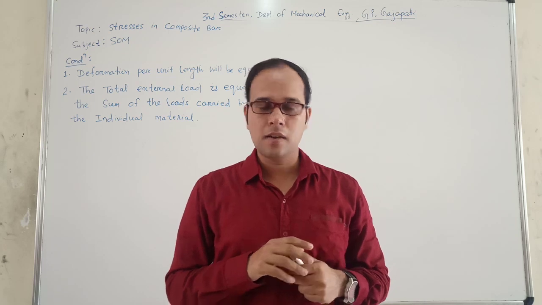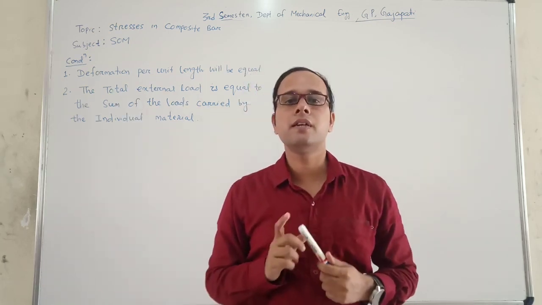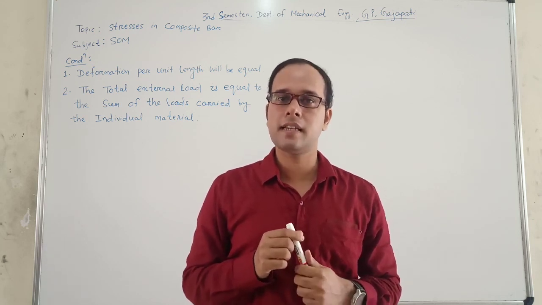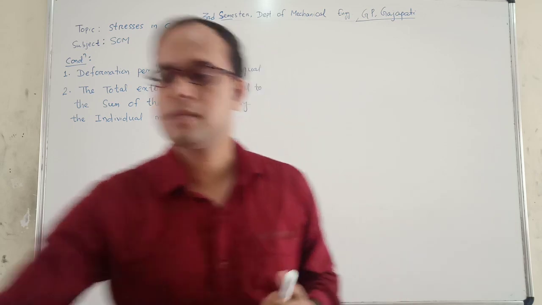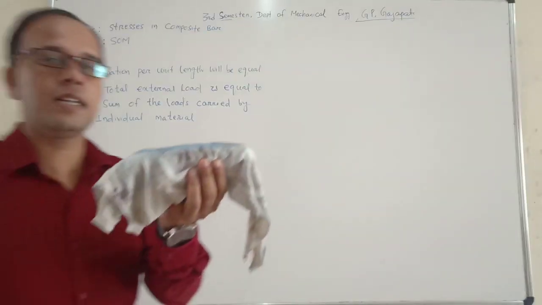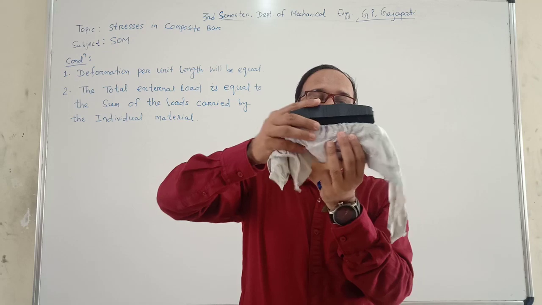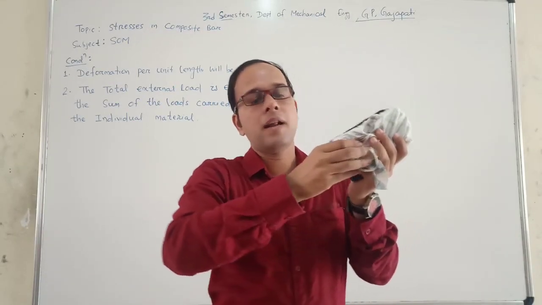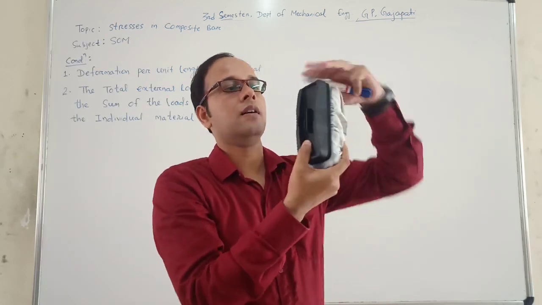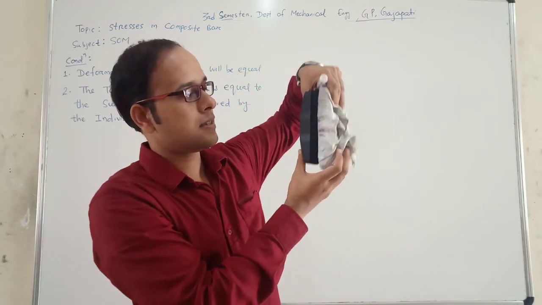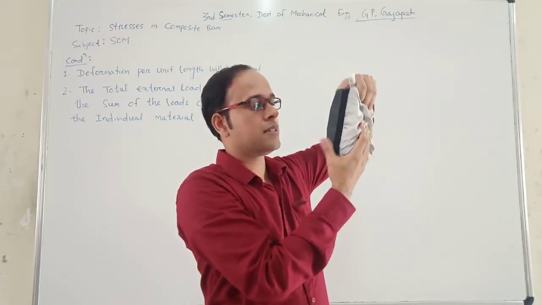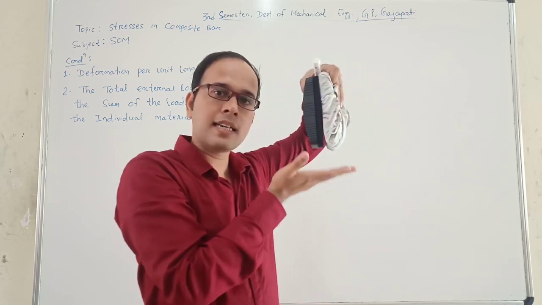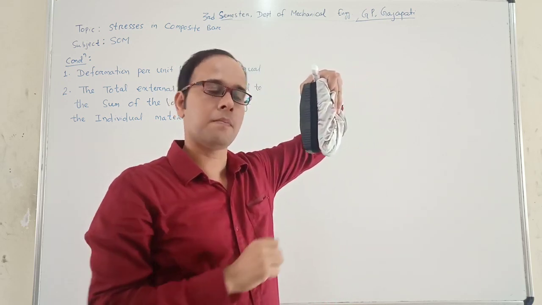What are the conditions? The first condition is deformation per unit length should be the same. That means change in length is the same. Suppose we have two materials. This is one material, this is another material. I join these two materials together. It will form a composite material. Now I apply load, holding it like this. Deformation, that is change in length, will occur. This change in length will be the same for both the materials.